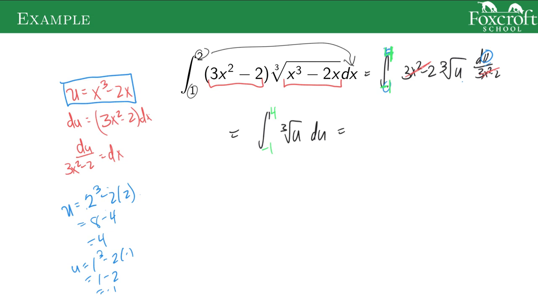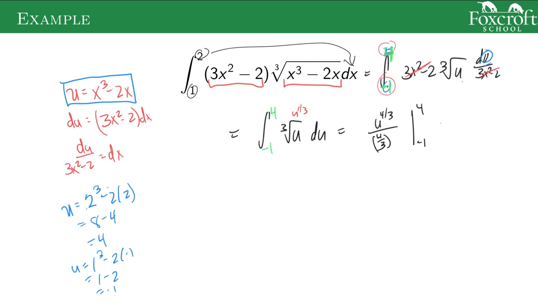And this is going to be, let's see, this is u to the 1/3. I'm going to get u to the 4/3 over 4/3, evaluated from -1 to 4. And since I changed my bounds to be about u, I don't actually have to go back and put it back in terms of x.